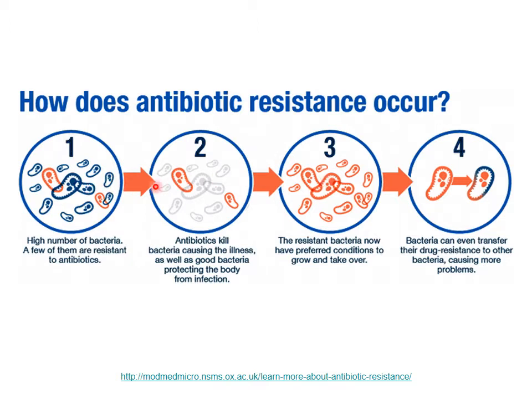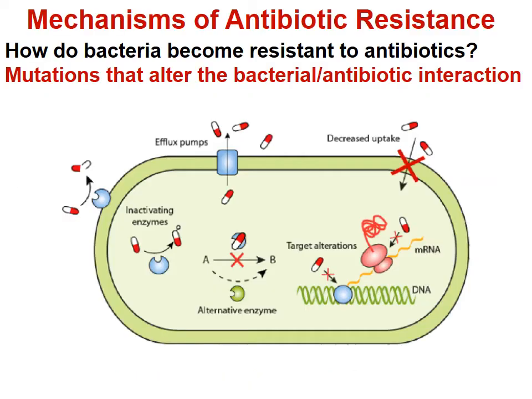And so this happens through a mutational pathway, but there are also some pathways where multiple resistances can be transmitted from one bacterium to another. Okay, so what mechanisms do bacteria use to resist antibiotics, to survive in the presence of them? Mutations occur that alter the bacterial antibiotic interaction, and they can be thought of generally in 5 different ways.